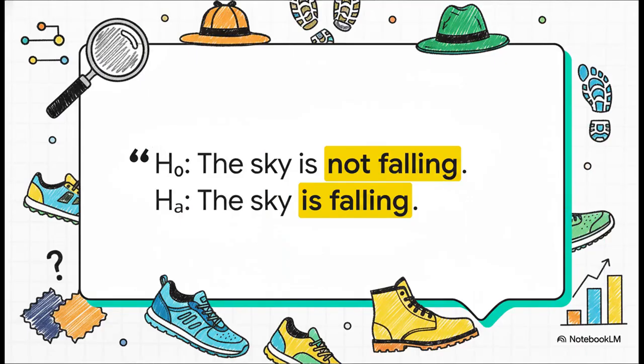You know, this quote just makes the whole concept crystal clear. The null hypothesis, or H0, represents the boring old status quo. The sky is not falling. Nothing to see here. The alternative hypothesis, or HA, is the exciting, disruptive claim we're actually trying to prove. The sky is falling, or, for our case, Material B really is better.